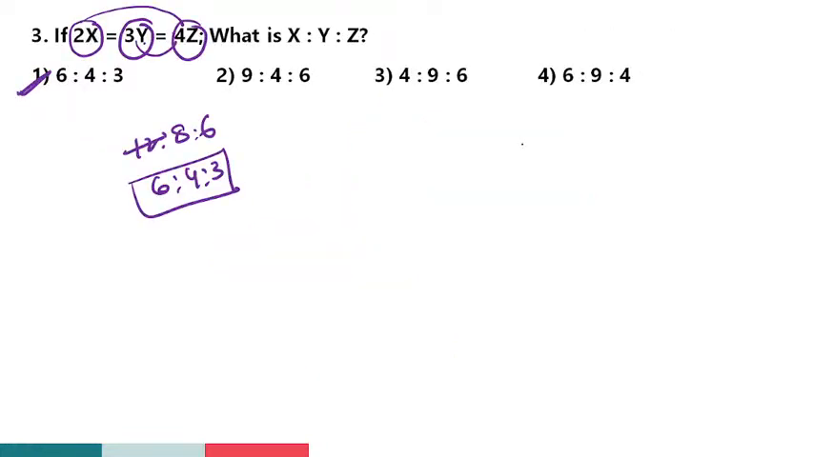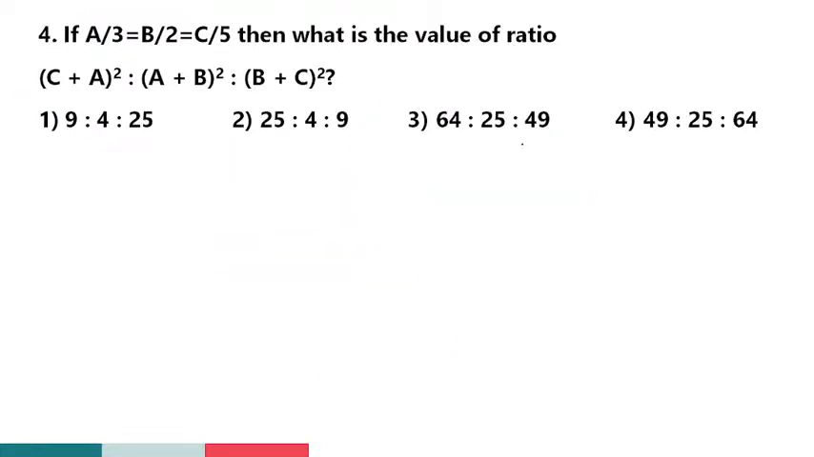ఓకే రైట్ అండి. నెక్స్ట్ వన్ అండి. If a by 3 is equal to b by 2 is equal to c by 5, then what is the value of ratio (b plus c) whole square is to (c plus a) whole square is to (a plus b) whole square? Okay, so what is the answer, guys? I think no need pen and paper అండి.